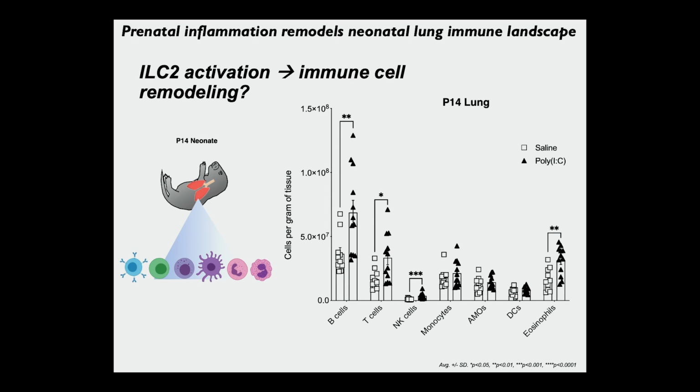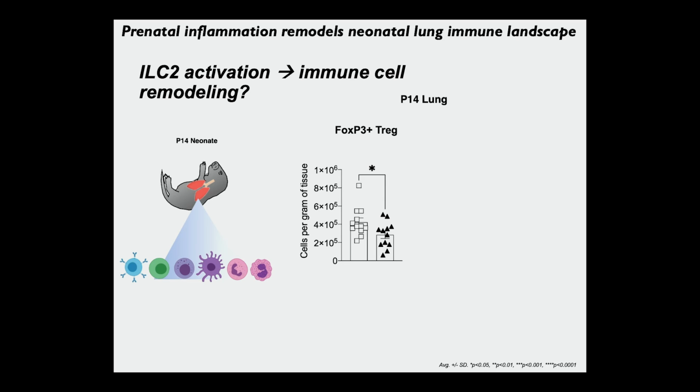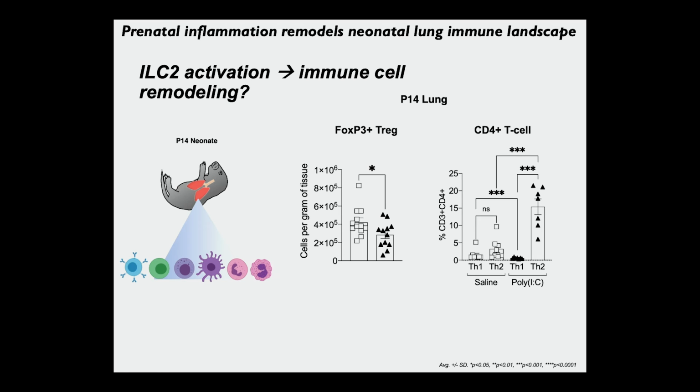And not surprisingly, when we look at all these other cell types in the lung, we see drastic changes: increases in B and T cells generically, increases in NK cells, increases in eosinophils, also not surprisingly, since that's the function of these cytokines. We also saw decreases in FOXP3 positive Tregs, and we also saw a complete switching over to Th2 mediated immunity. So we see a decrease in Th1 cells and a drastic increase in the percentage of Th2 cells in response to, not surprisingly, an increase in these cytokines within the lung.